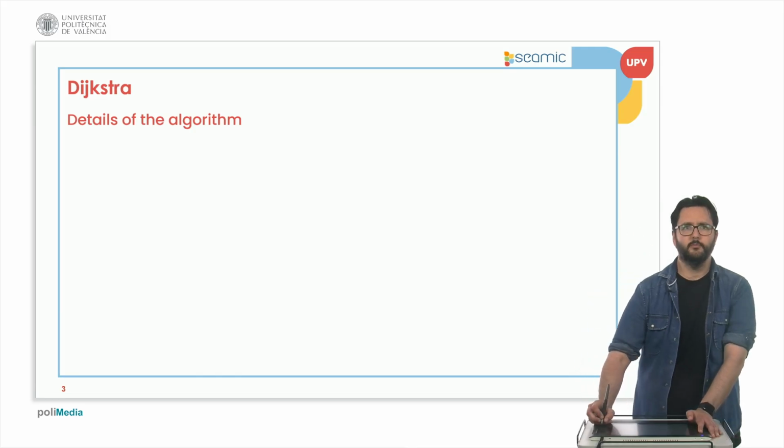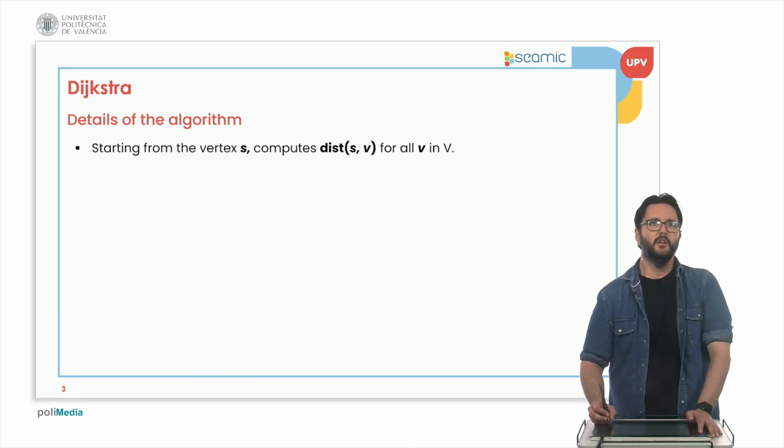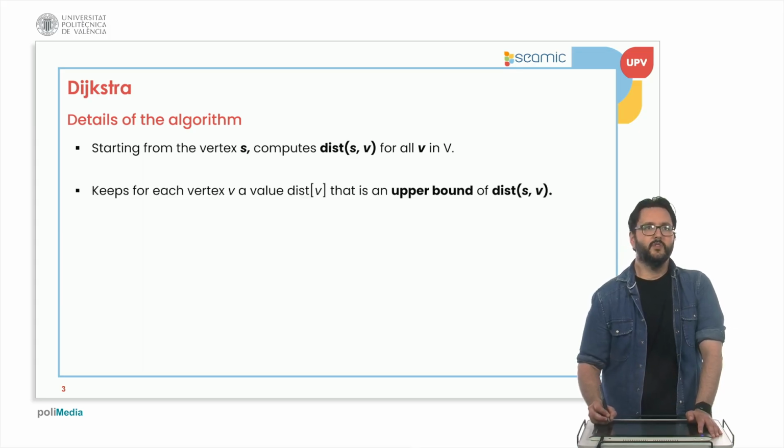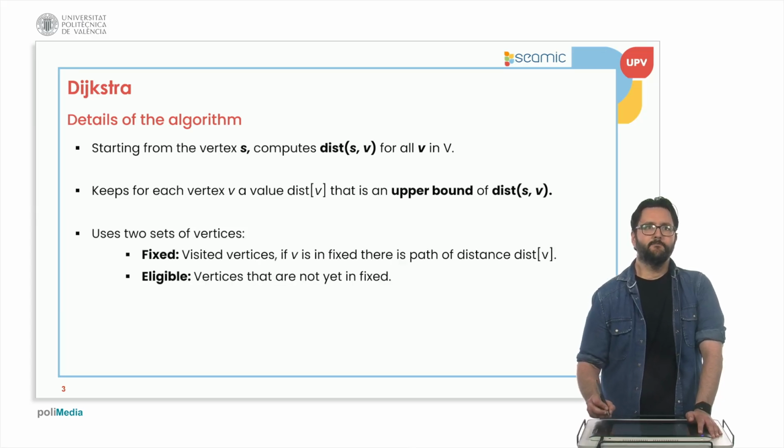Let's talk about some details of this algorithm. Starting from the vertex S, it computes the distance, the dist SV, for all vertices in the graph. This keeps for each vertex V a value dist V in a dictionary that is an upper bound of this distance.